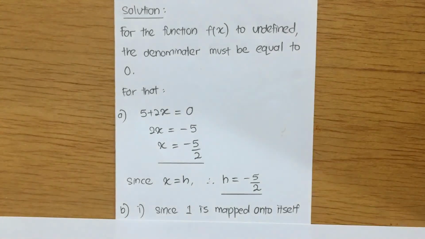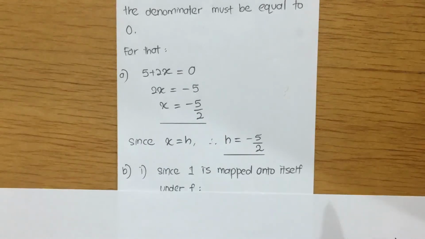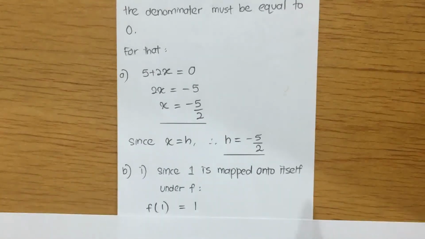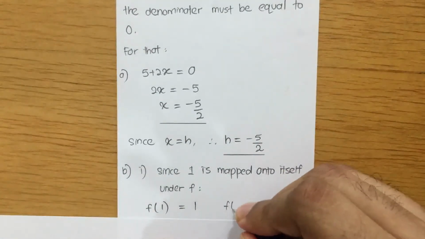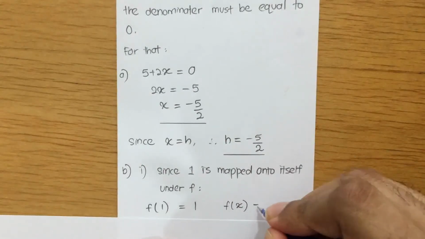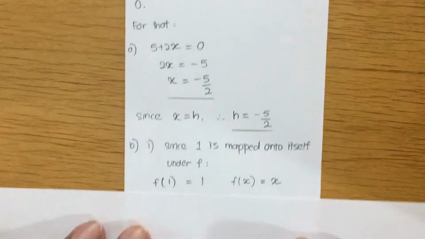So for question part B, since 1 is mapped onto itself, what does mapped onto itself mean guys? It means that your object, let's say your object is 1, when you map onto the function, you get back the same answer. So mapped onto itself means your f(x) is equal to x. That is the best explanation for this. If your x is 1, your f(x) is also 1. Okay, let us continue.